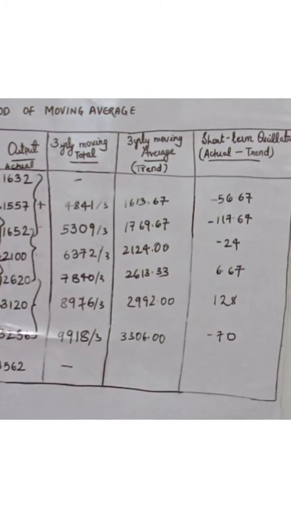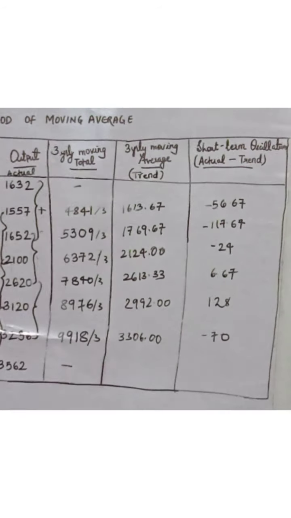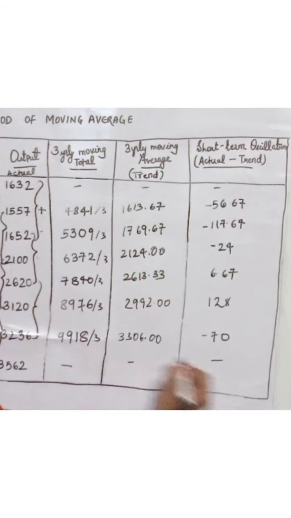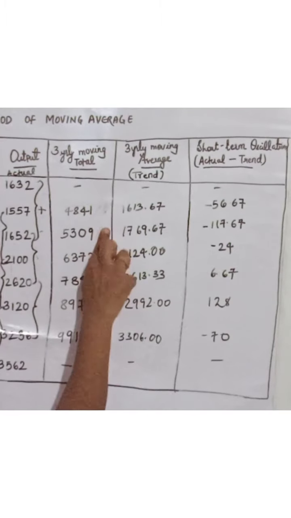So this is how we find the actual minus trend, that is the short term oscillation. And wherever you see blank spaces, put a dash over there. That's it. You can remove this part also because it is not required.